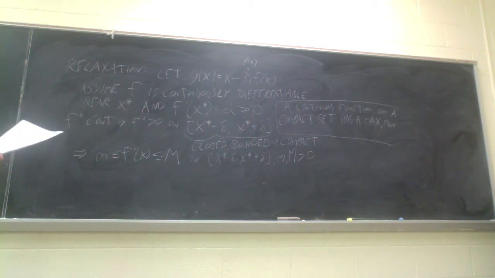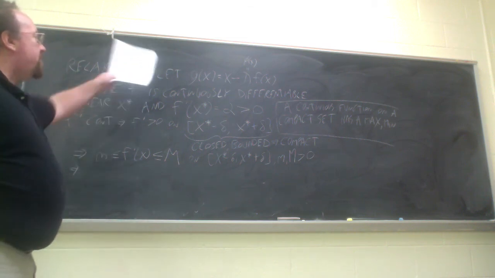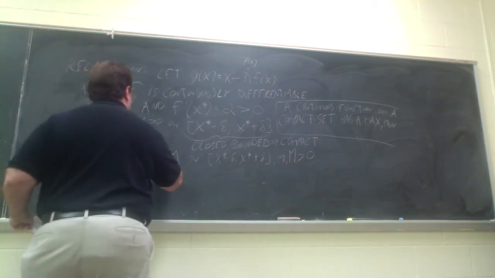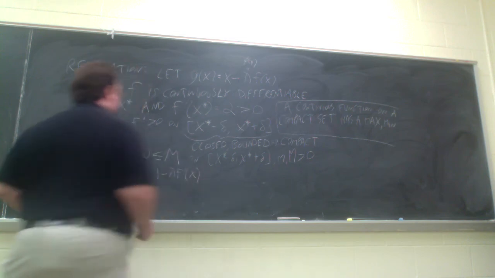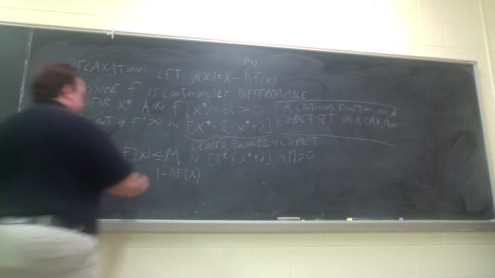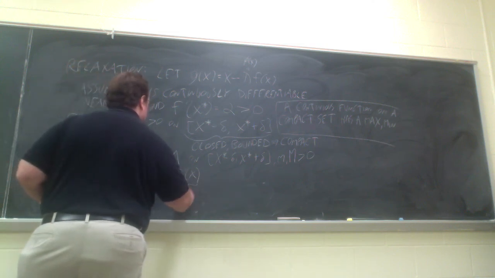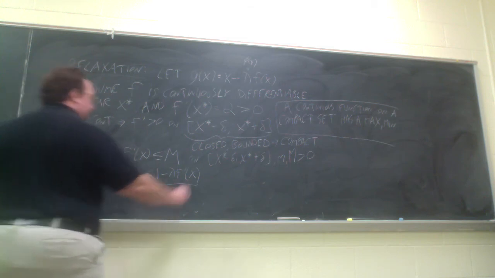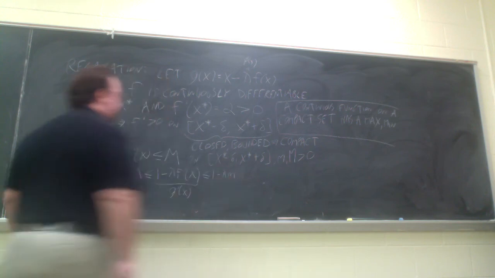Now, as a result of this, if we look at g prime of x, what is g prime? Well, g prime is 1 minus lambda f prime of x. And because f prime is between little m and big M, we can say that g prime is bounded below by 1 minus lambda capital M, because we're subtracting off more here. And it's bounded above by 1 minus lambda little m, because here we're subtracting off as little as possible.